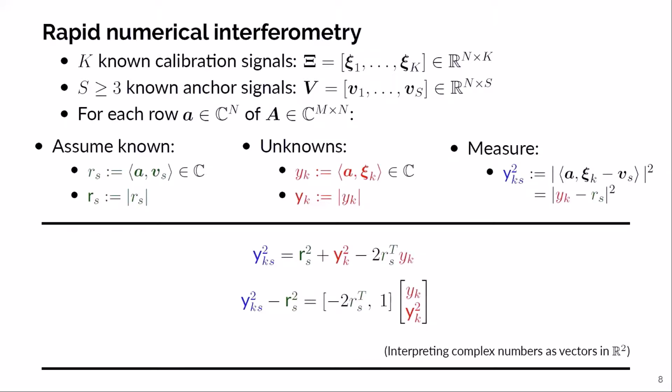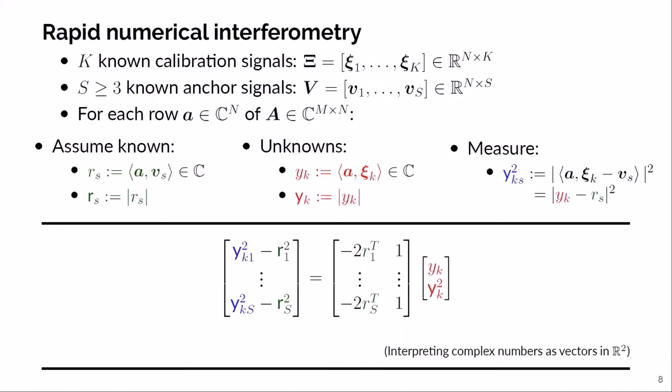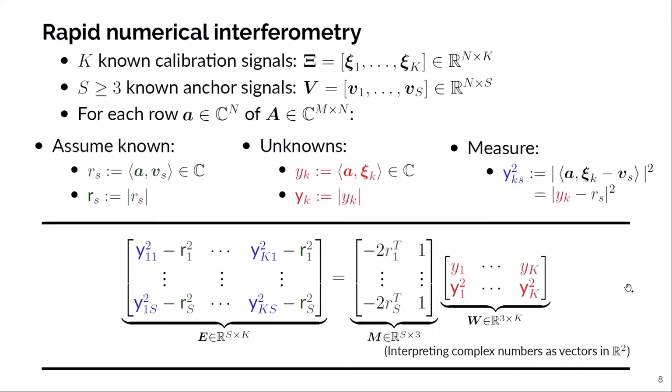And I mentioned that we need at least 3, or we have S anchor signals. So let's stack those on top of each other like this. Now, we actually have K calibration signals, but this is only for small k. So let's horizontally stack all of those next to each other. And we end up with this simple linear system. And we want to recover the matrix W when we have E equals MW, and we want to recover the elements of this matrix W.